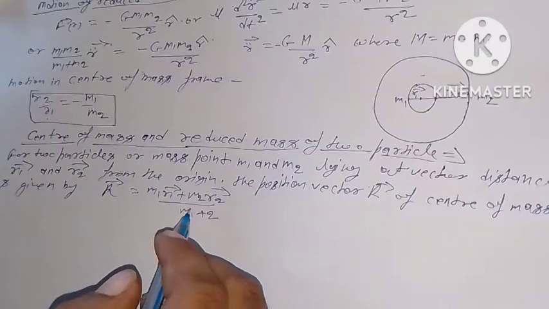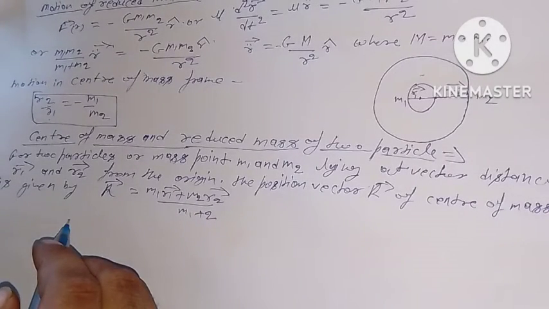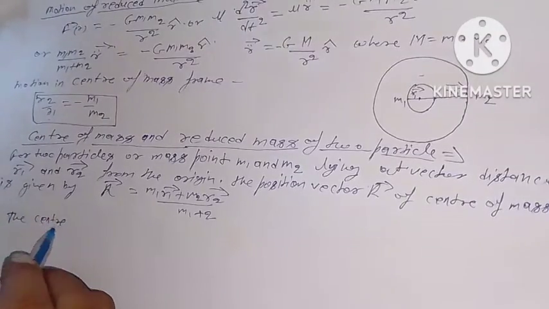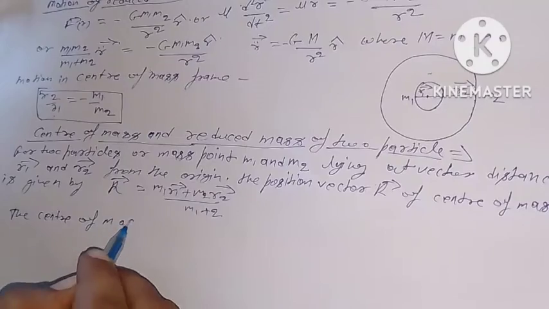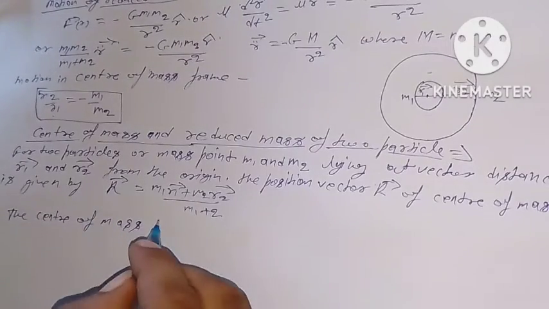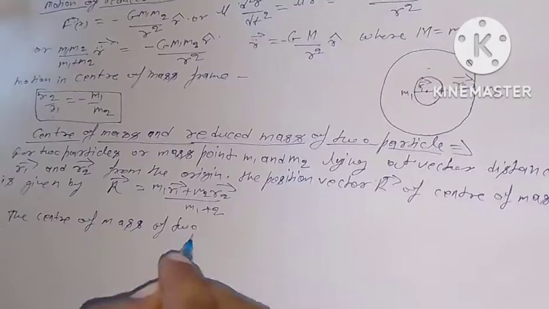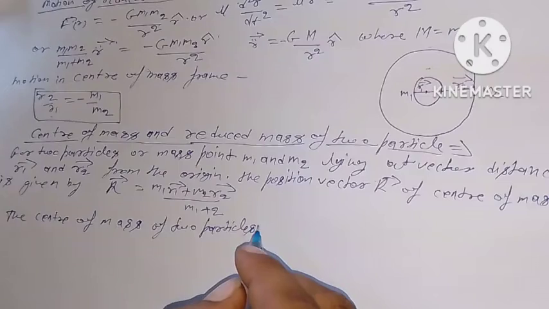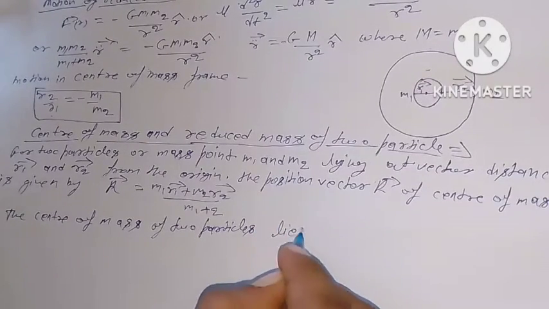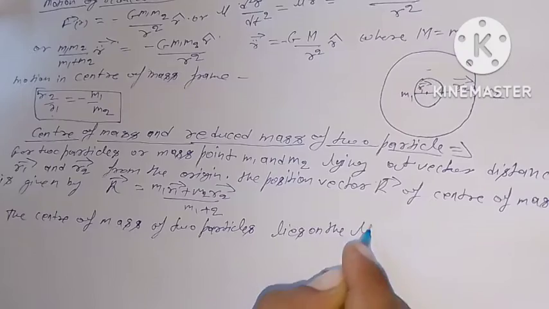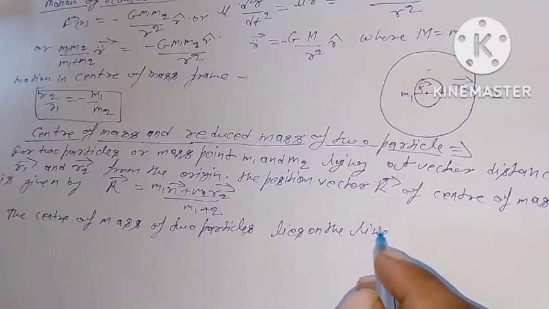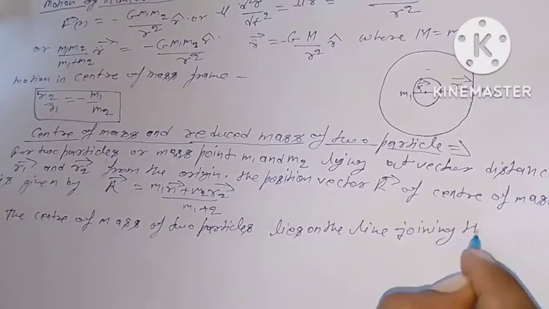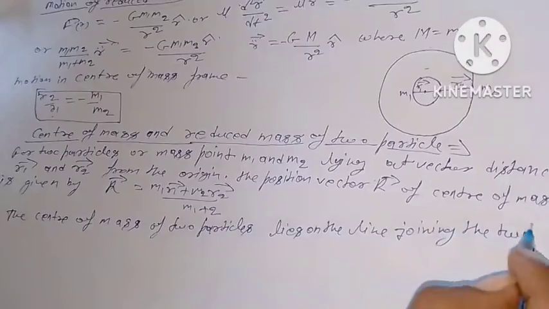Okay? The center of mass of two particles lies on the line joining the two particles. Okay?